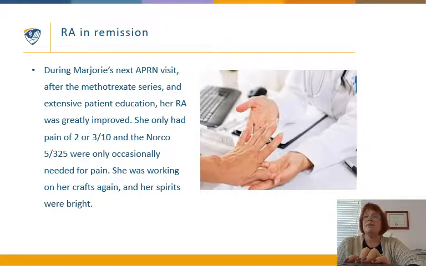Rheumatoid arthritis in remission. During Marjorie's next visit with the advanced practice registered nurse, after the methotrexate series was finished, and along with extensive patient education during the period, her rheumatoid arthritis was greatly improved. She only had pain of a 2 or 3 out of 10, and the Norco 5-325s were only occasionally needed for pain. She was working on her crafts again, and her spirits were bright.